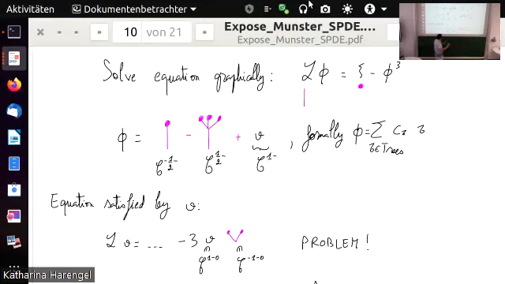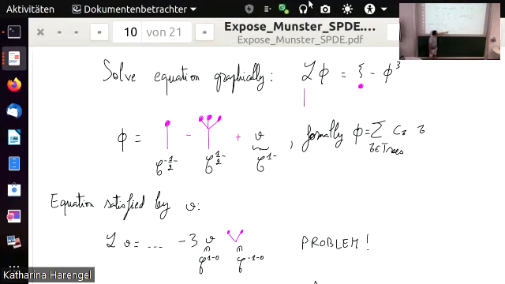I don't know how to say it in English, but you know, these kinds of trees. And then using dimensional analysis, you can kind of guess the regularity of the objects, if you could make sense of them, these stochastic objects. So there is a problem, because if you write the equation for V, you find that at some point, it's complicated, but what is important is that it involves the product of V with this double cherry term. And the double cherry term is C^{-1-0}.